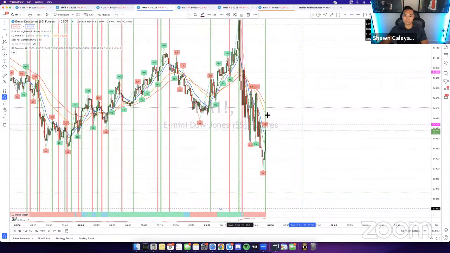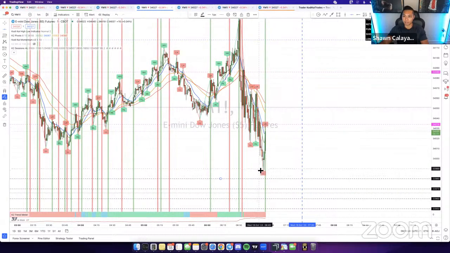You guys can see the market is moving very, very erratic. I wouldn't say volatile. It's just very erratic right now, because it's not moving smoothly, it's kind of just spiking all over the place.